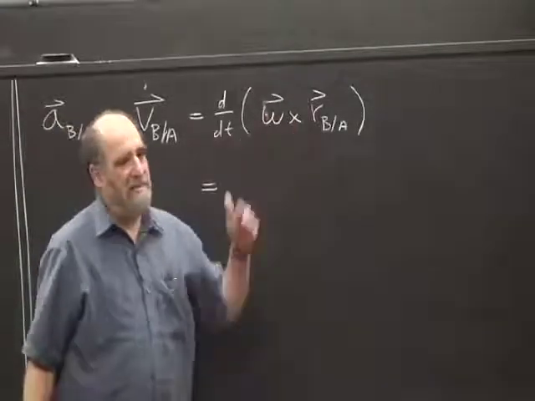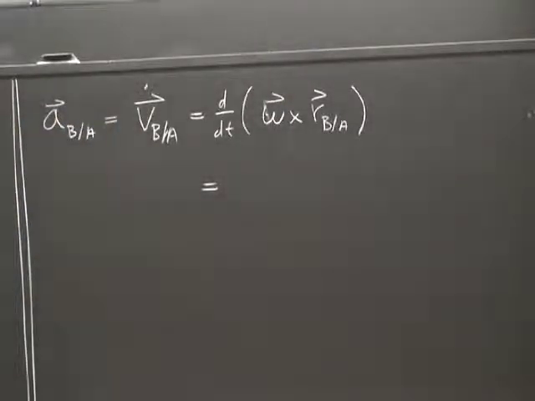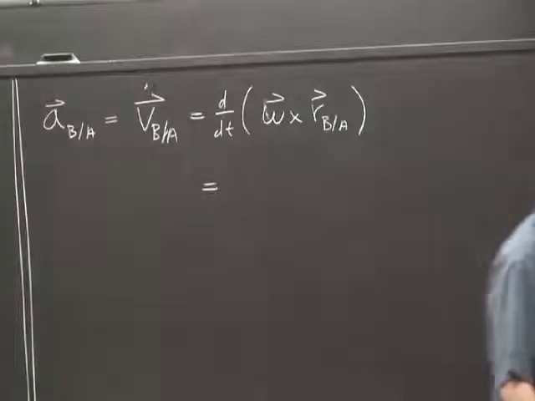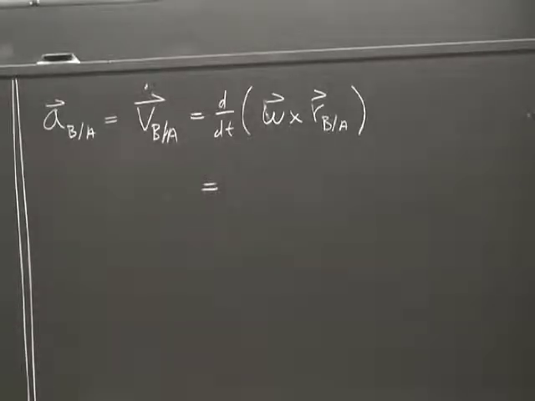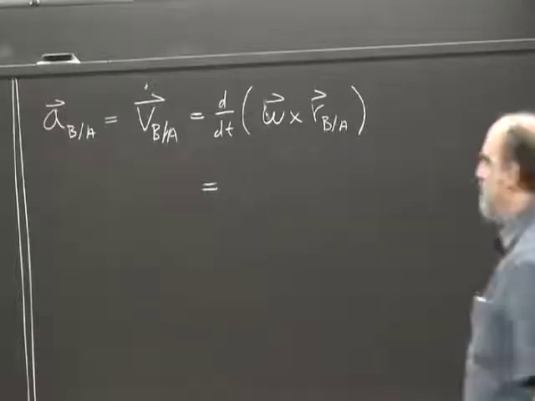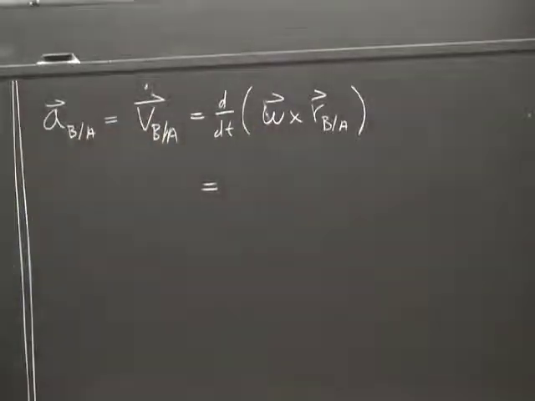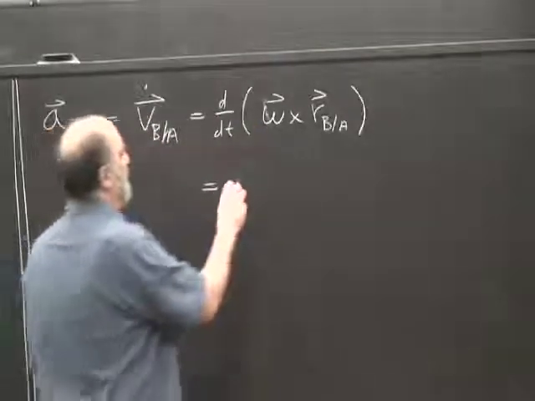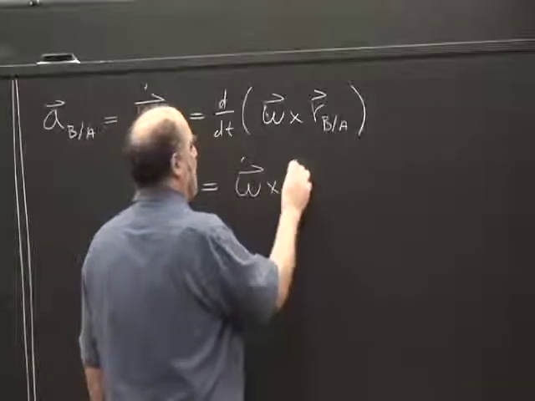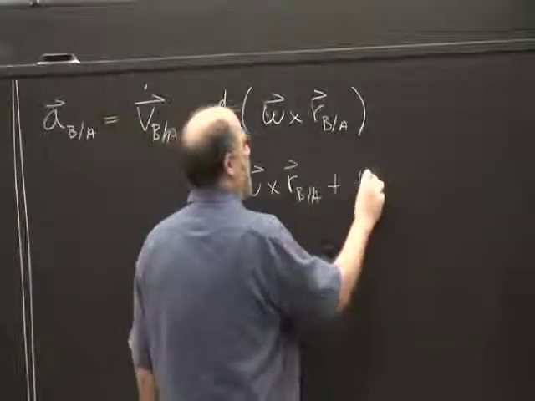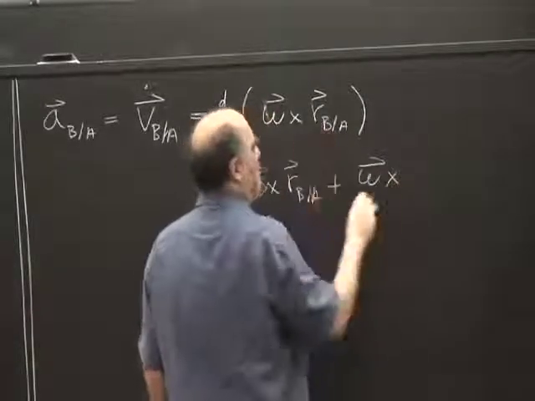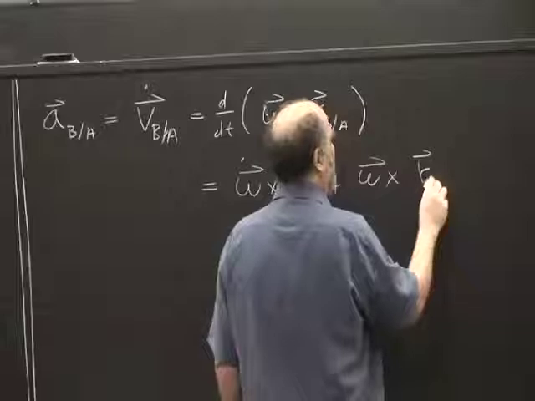How do we take the derivative of cross products? The derivative of dot products, cross products, and scalar products all follow the product rule of differentiation. So if you go back to your math 191 book and look at the derivation of the product rule, you will see that the derivation works whether you have scalar times scalar, scalar times vector, vector dot product with vector, or vector cross product with vector. The product rule of differentiation works for all of them. So to do this, we use the product rule of differentiation. So this turns into omega dot cross r of B with respect to A, plus omega cross, and now we have to take the derivative of r of B with respect to A.